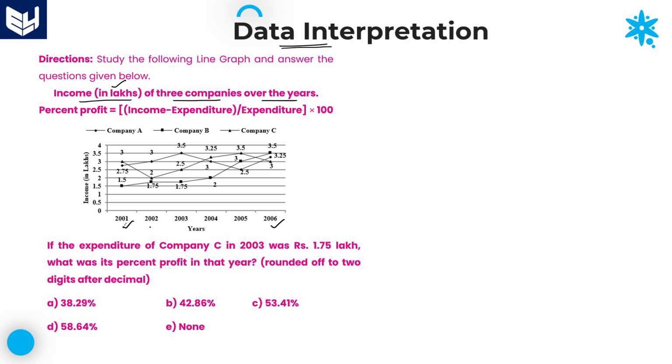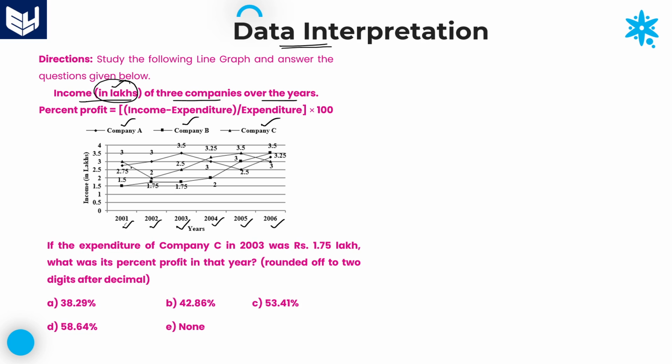That is 2001, 2002, 2003, 2004, 2005 and 2006. Total 6 years are there, and three different companies. The companies are A, B and C. For the three different companies and in 6 different years, income values are given, and those income values are in terms of lakhs.